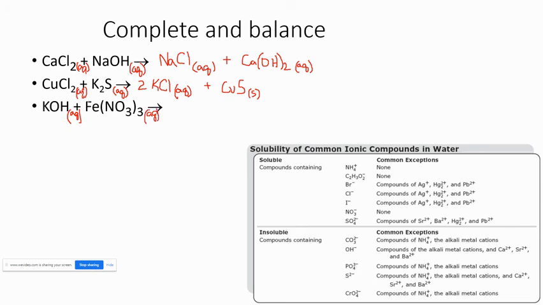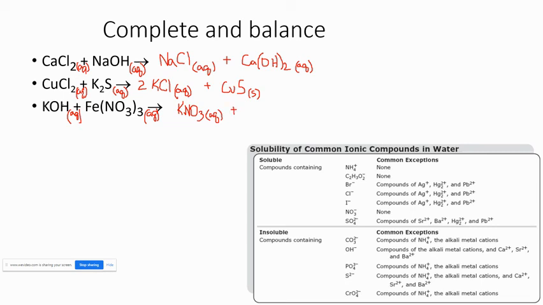Now we're going to have potassium with nitrate. So K NO3. Potassium has a +1 charge. If we look on our polyatomic ions list, nitrate has a -1 charge. +1, -1, they cancel out. Nitrates are always soluble, so we're going to write AQ. Just like that. Boom.